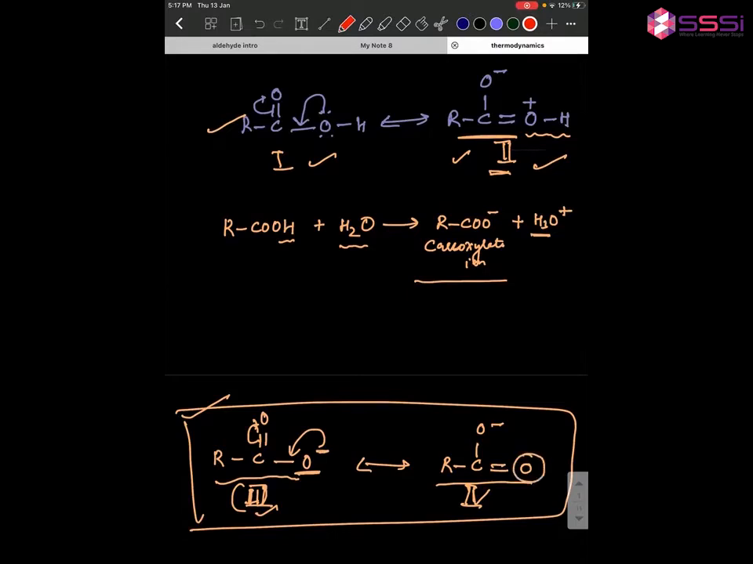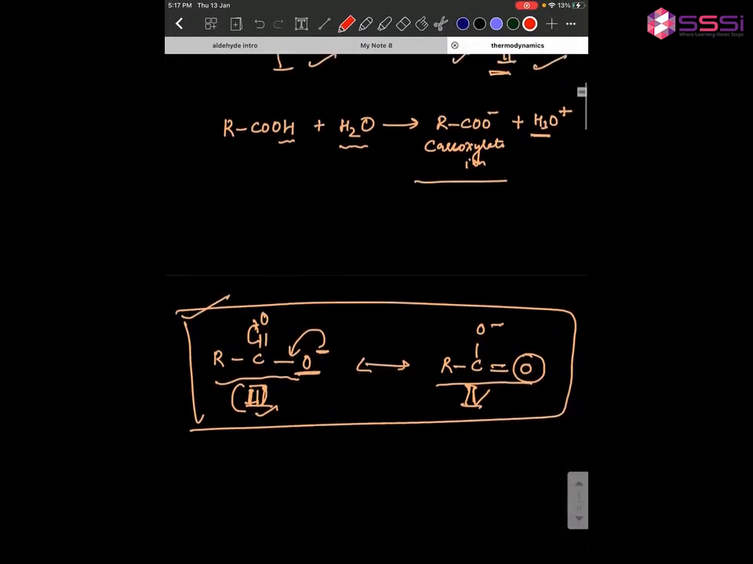Okay, so this was all about the physical properties. Now we will be moving to the chemical reactions which are associated with carboxylic acid. And this is the last topic from the chapter for carboxylic acid. Then we are done with the whole chapter.